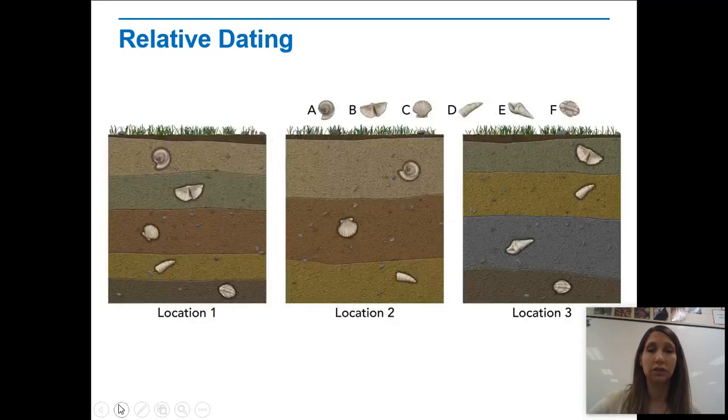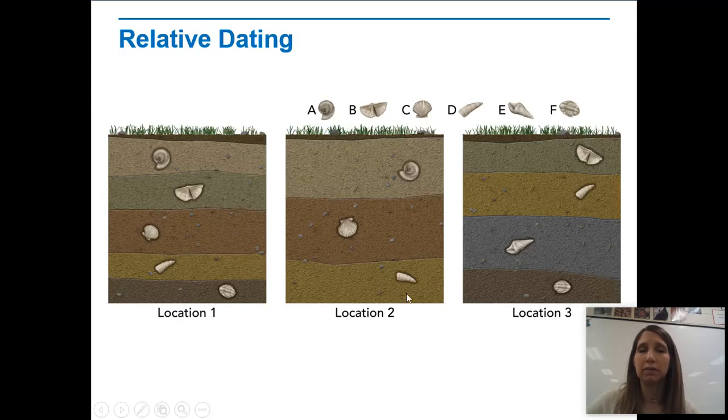So let's look at an example of that. Here we have 3 locations. We could assume that they're probably pretty far apart. However, we can see that they contain a variety of fossils. But one certainly remains true in that it's found in every single location, and that is right here, fossil D. So fossil D is found here, second to bottom layer of location 1.